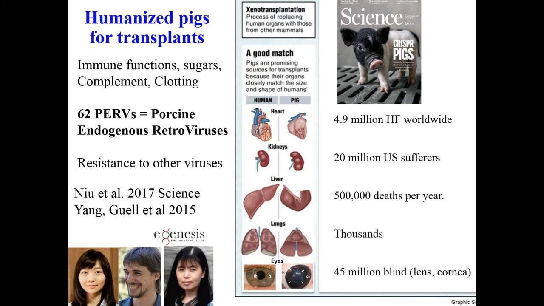Here we probably have to change about 100 mutations to improve the immune function, compatibility, the sugars, complement, clotting, and so forth. The first thing we wanted to overcome was that 20 years and $2 billion had been focused on this problem, and the field had faded because of fear of these endogenous retroviruses, which are present in every organ of every pig, that would be going into an immune-suppressed organ recipient, paving the way for what could be an unfortunate zoonotic disease that evolves in the patient. So we wanted to avoid that.